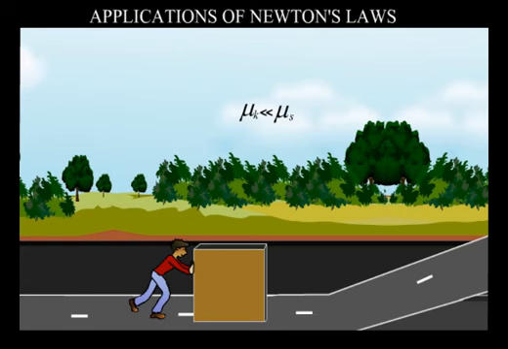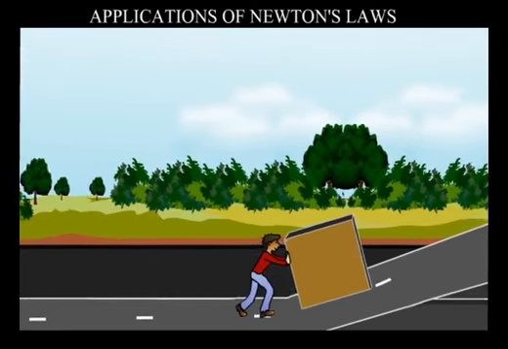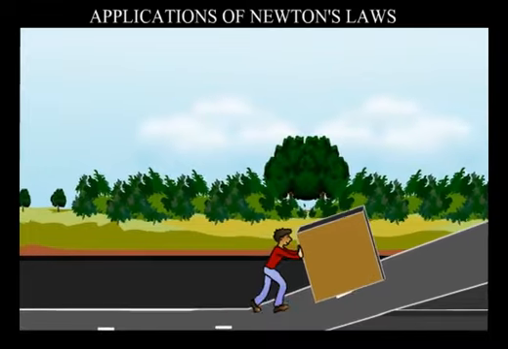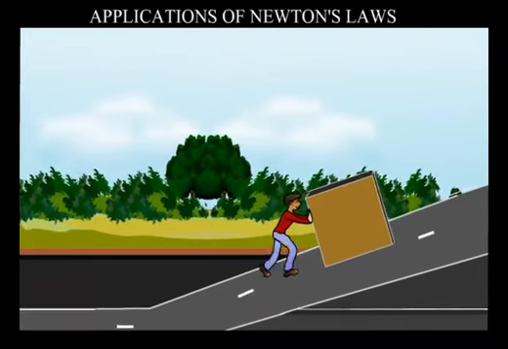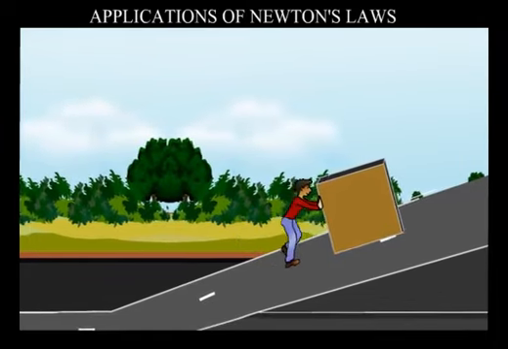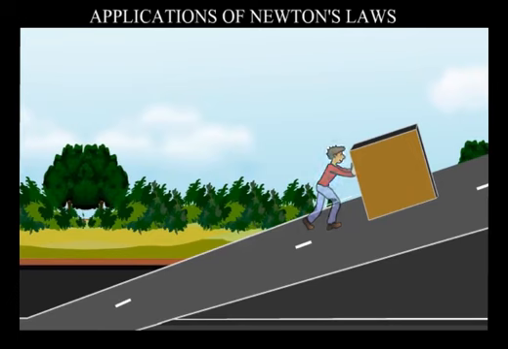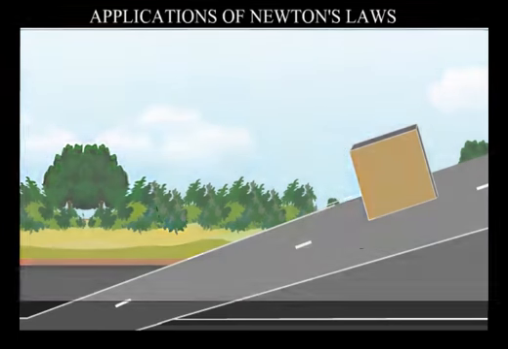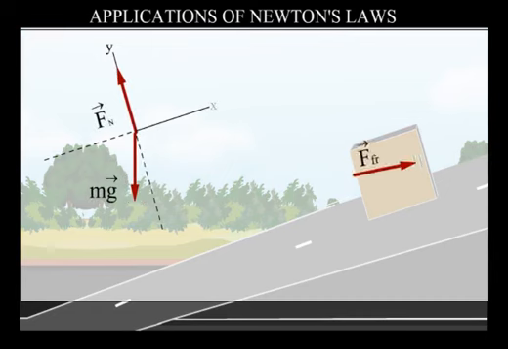Now the boy pushes the crate up an inclined plane. Without friction, the body would have slipped down under the action of gravity. But now, the force of gravity has to overcome the force of static friction to move down. The forces acting on the stationary crate are its weight acting downwards, the normal force acting along the positive y-axis, and the frictional force acting along the positive x direction.